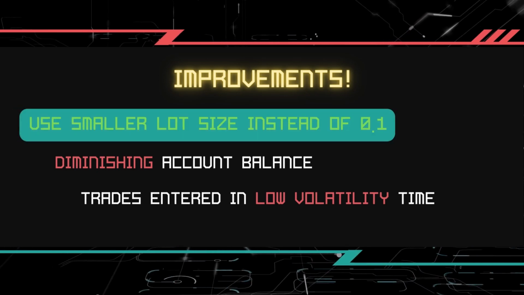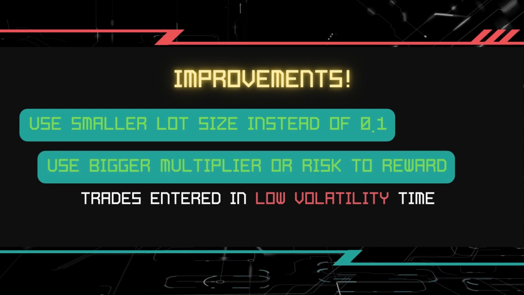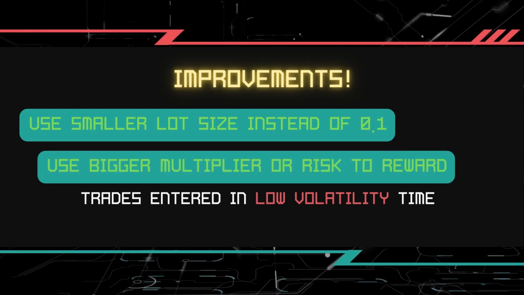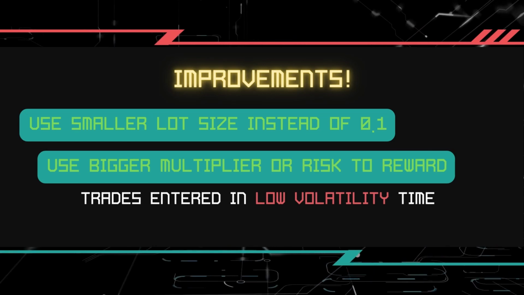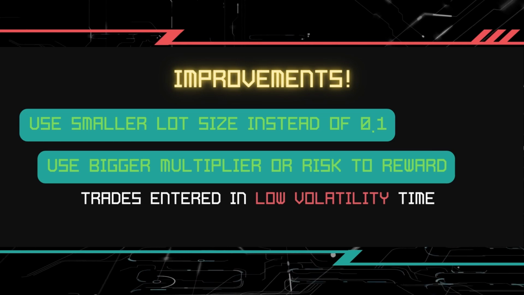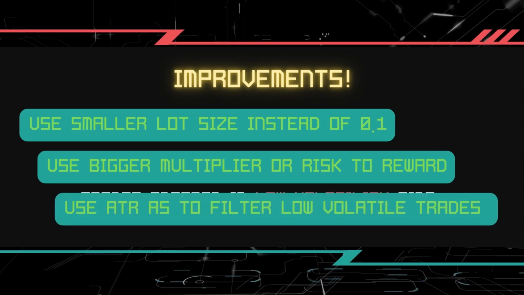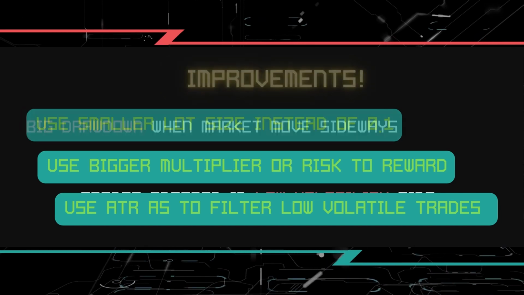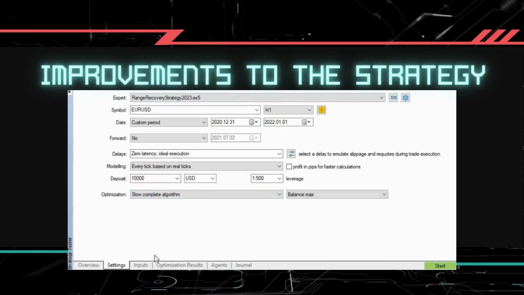Second, to counter the diminishing account balance, we will use a bigger multiplier or increase our risk to reward ratio. This means that our take profit and stop loss range should be adjusted. Third, to counter the trades entered at low volatility time, we will use ATR to filter trades that do not meet the volatility requirement. Let us use the optimization feature on MetaTrader 5 to do an extensive backtest.